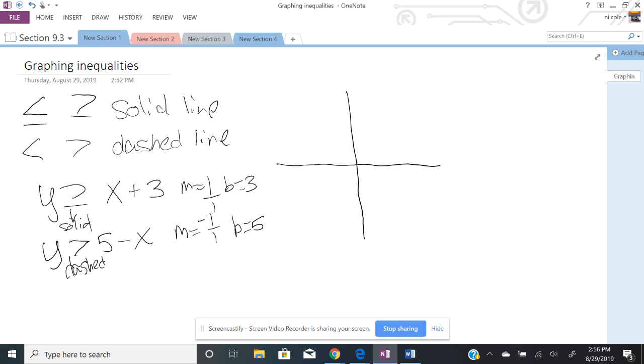Okay, so all the rules of graphing hold true that we have learned thus far. We're just going to have some additional information we have to do. So here we're going to go up to 3, 1, 2, 3, and we're going to go over 1, up 1, connect those points with a solid line. Now the second one, I'm going to go up to 5, and I'm going to go down 1 over 1. And those are connected by a dashed line.